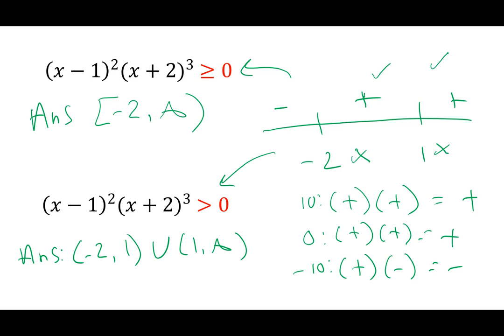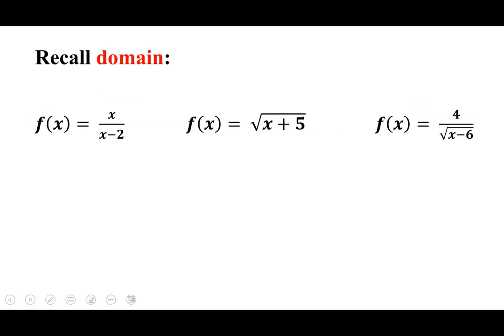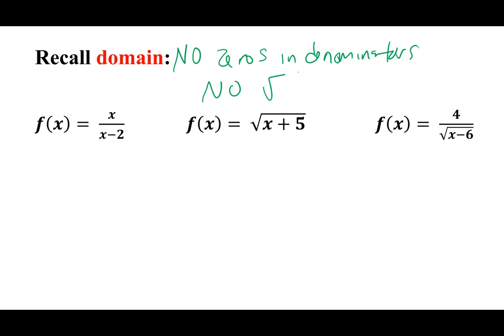So I think that the concept of how you solve a polynomial inequality is relatively straightforward. The last thing I want to talk about is how does it relate to domain? So first of all, just a quick review of domain. Remember, of course, you can't have a 0 in denominators, and you can't have the square root of a negative.